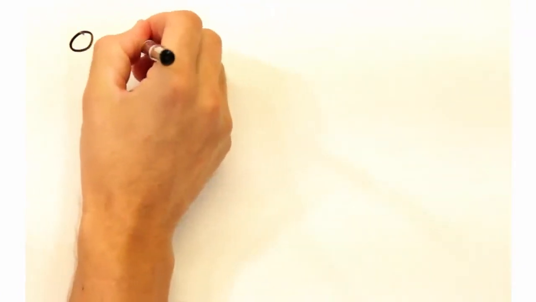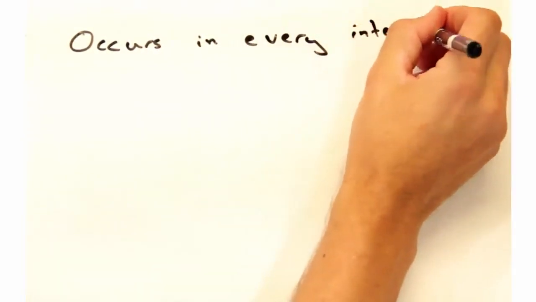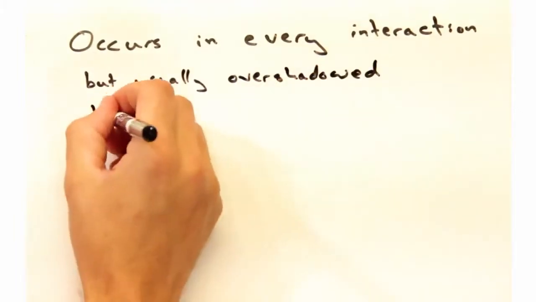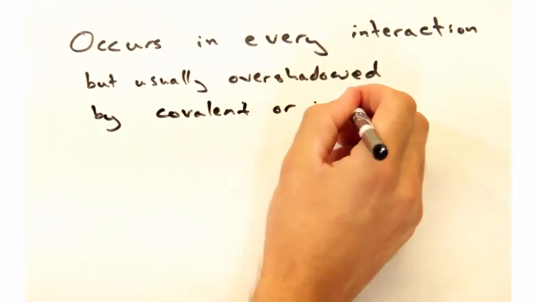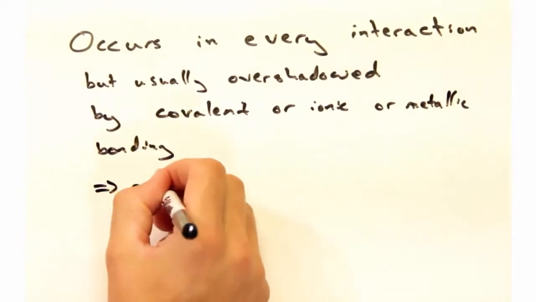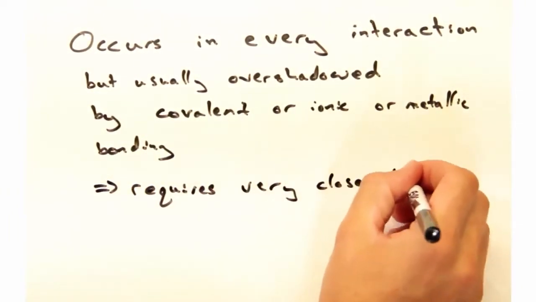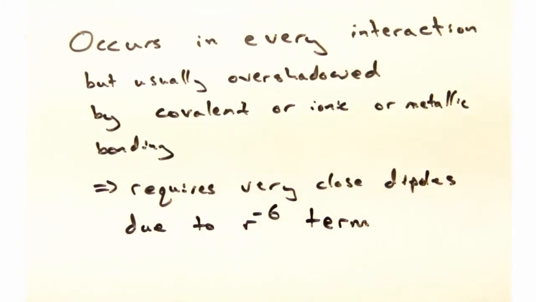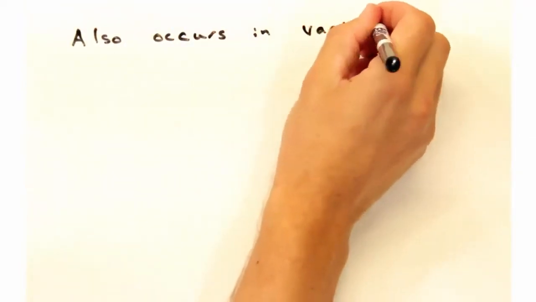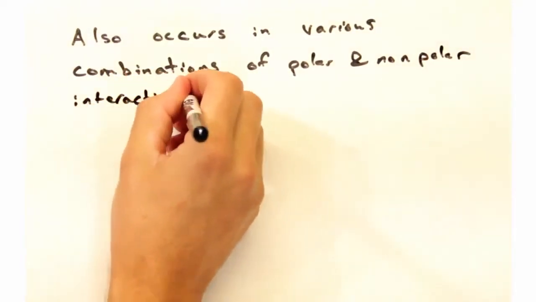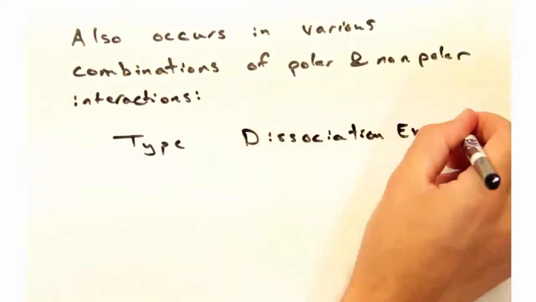So this type of bond occurs in every interaction, but we don't see it because other types of bonding like covalent or ionic bonding are at a much higher energy and overshadow the van der Waals bonds. Additionally, the distance term in the denominator seems to imply this interaction won't occur unless the atoms are extremely close to one another. Right. These interactions also exist in various combinations of polar and nonpolar molecules. Oh, okay, hold on. I'm getting a little confused. Let's put everything in a table.